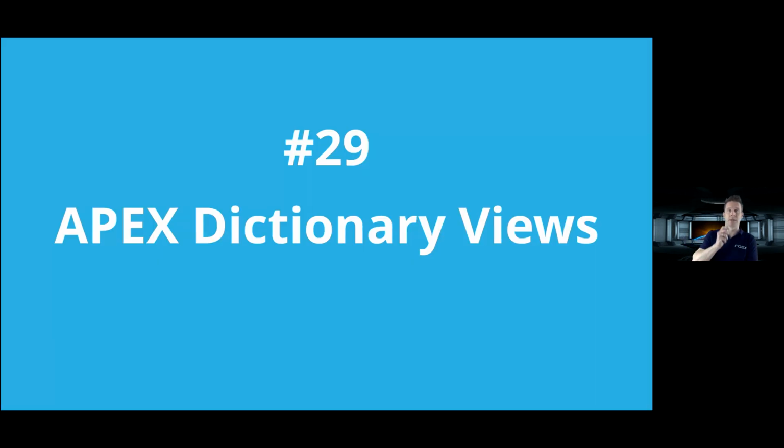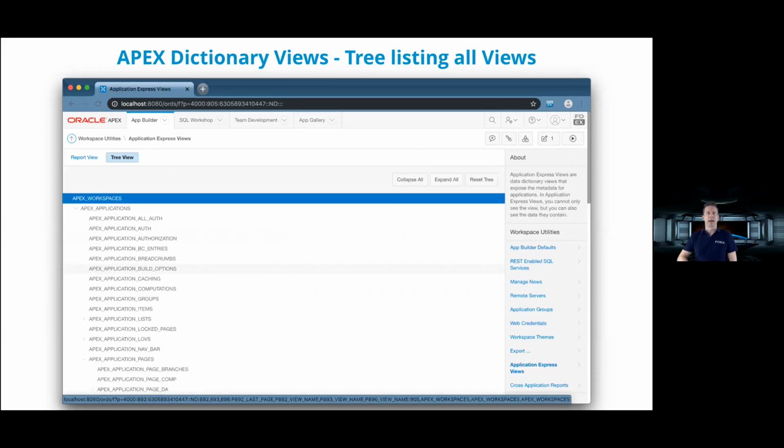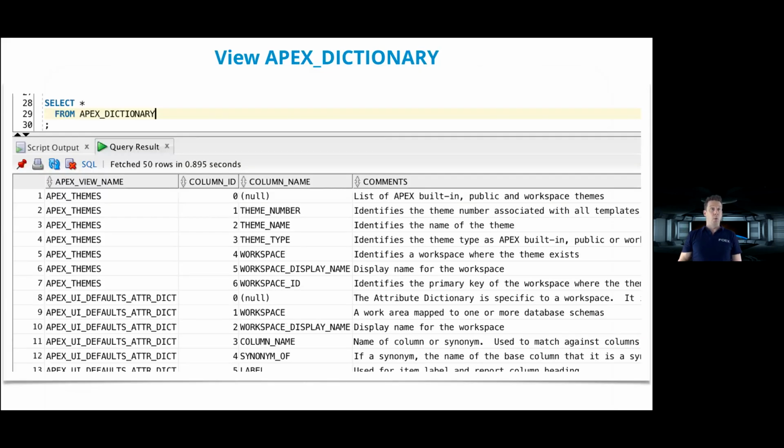So, nice stuff. We talked about a few Apex dictionary views already, and there is a bunch, and you can even find them very easily. You go to some app, utilities, application express views, and then you can see all the views for all the nice Apex metadata. And there's even a query builder included. So you can click on it, you can apply filters, whatever. Or you query the Apex dictionary view to find other dictionary views. Simple, right? And there's even a nice comment everywhere. So it makes it very easy to understand how Apex is built.